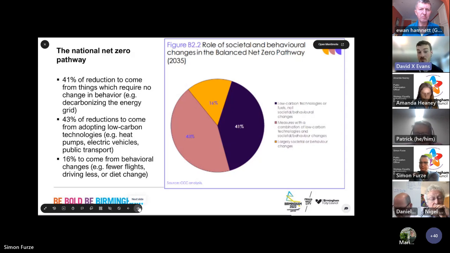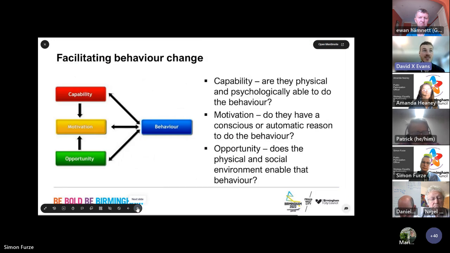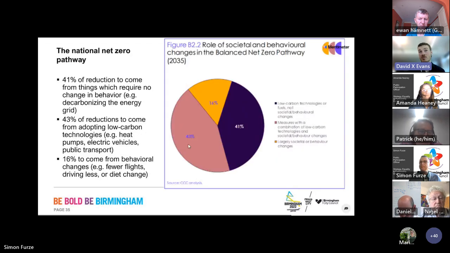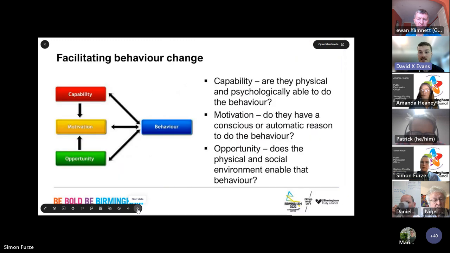But they also estimate that 43% will come from adopting low carbon technology. So this is things like heat pumps, so how we heat our homes using an electrical heat pump rather than a gas boiler, electric vehicles, using more public transport as well. And then they also estimate that 16% will need to come from behavioral changes, where we probably reduce something we do, like take fewer flights or drive less or change our diets, like to eat less meat. So from that, we can see that about 2/3 of emissions will require some kind of change from people. So it's really important that we get a grasp on behavior change and facilitating people to make those choices. We jump to the next slide.